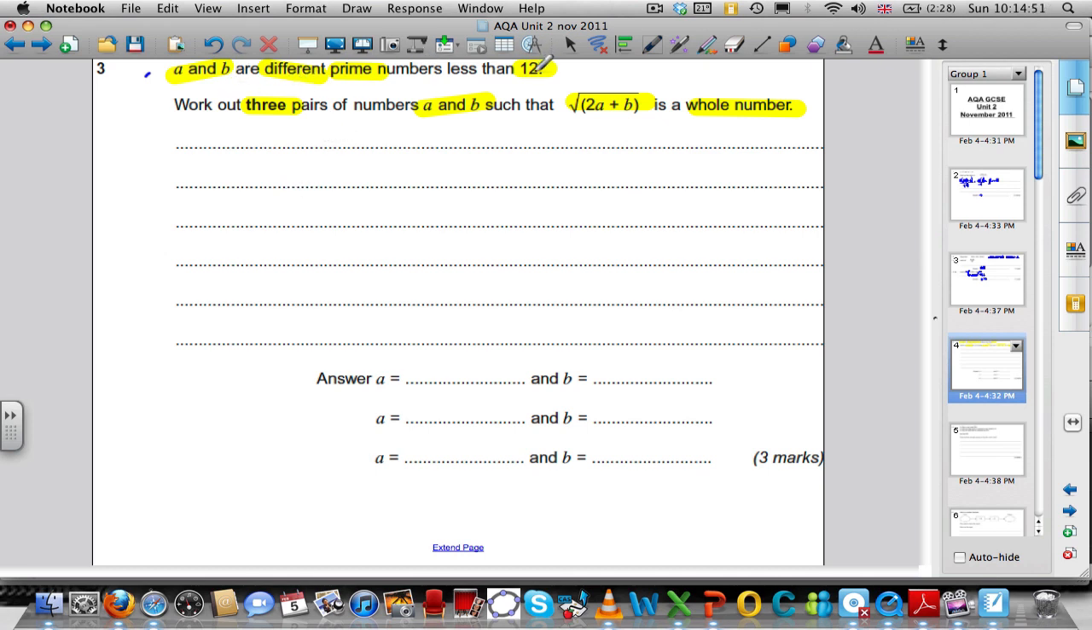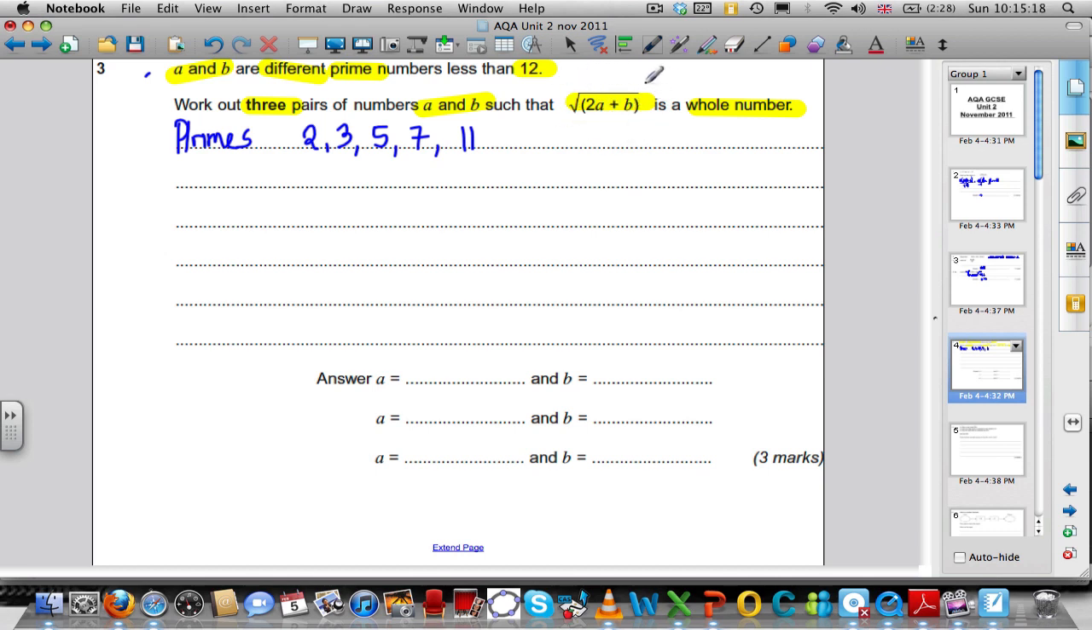The prime numbers less than 12, write them down so you've got them. The primes that you're considering, well, 1's not a prime, but 2 is, 3 is, 5 is, 7 is, and 11. We'll stop there because they're the only primes less than 12.